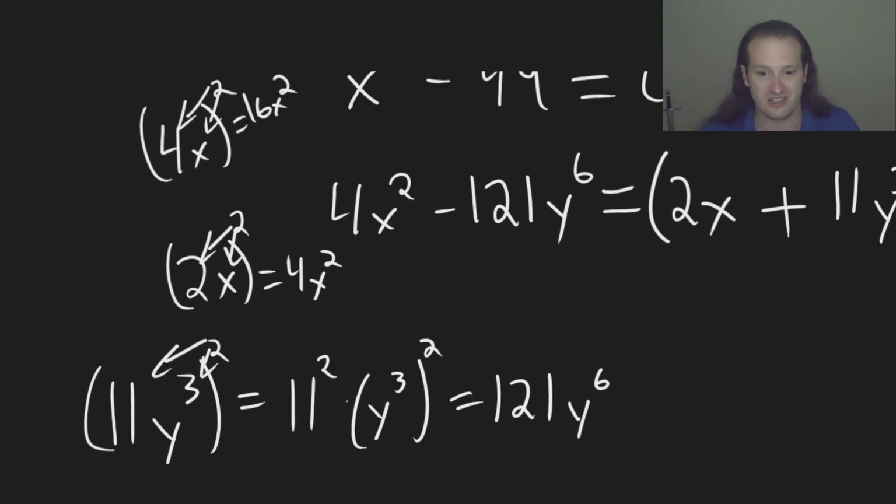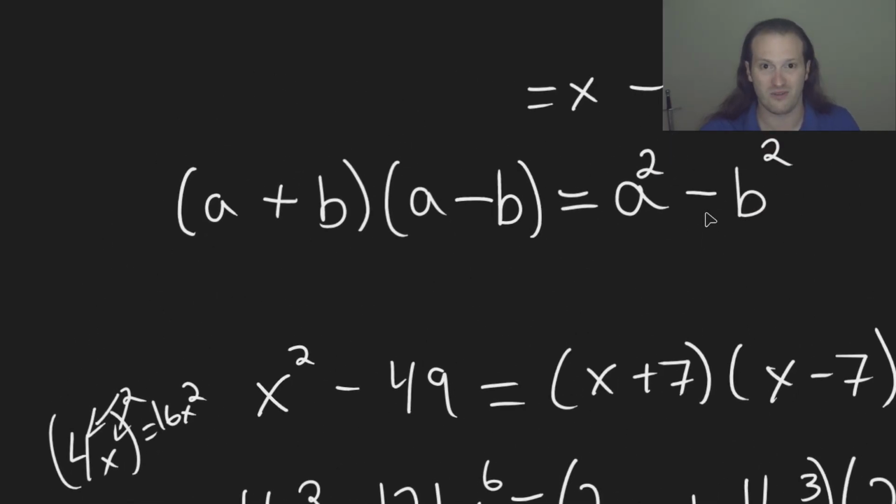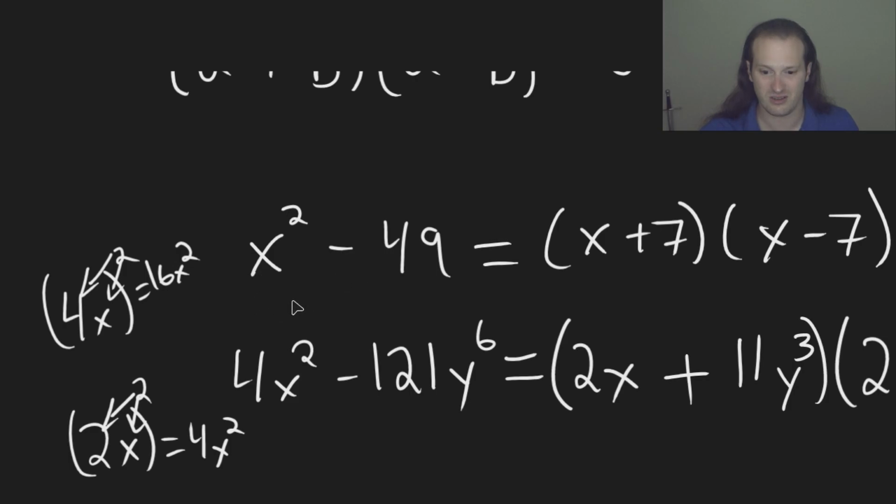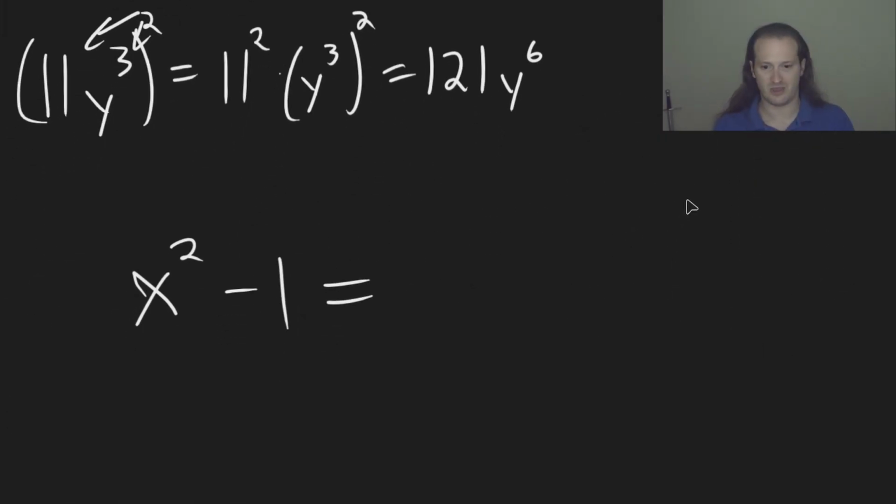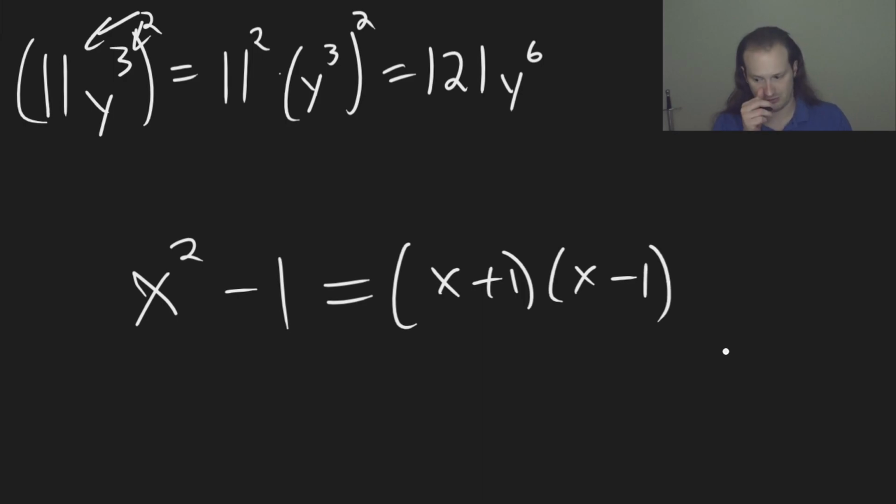x squared minus 1. Is that a difference of squares? It's called a difference of squares because you're literally subtracting, which means difference of two squared things. Difference of squares. Yeah, that is. 1 is a perfect square of 1. So we have x plus 1, x minus 1. Great.